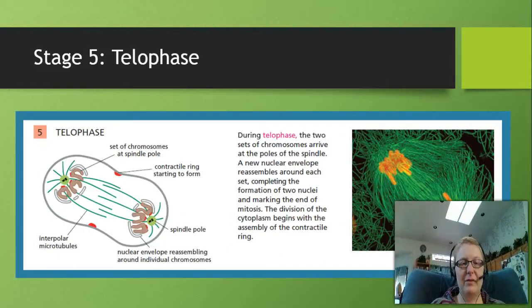Now in telophase, we see the formation of the contractile ring starting. You can see that on the little red nodules here. And so what's going to happen here in telophase is we've got those poles being pulled apart, the nuclear envelope is starting to reform, and the contractile ring. So we're almost finished with the M phase at this point.